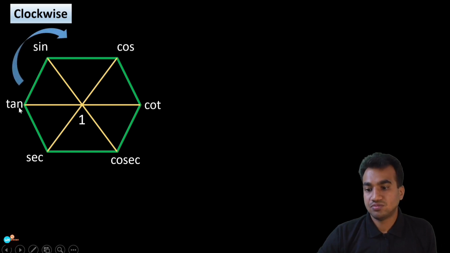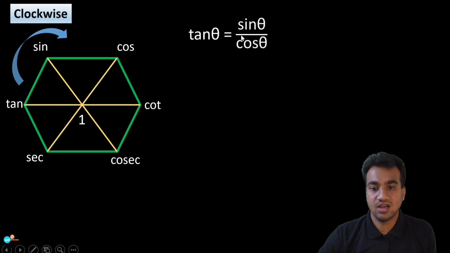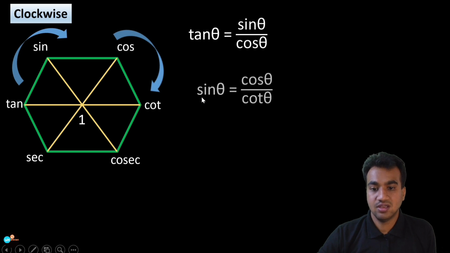So now what is tan theta? So tan theta is equal to sine theta divided by cos theta. Next, one more formula you will get. Sine theta is equal to cos theta divided by cot theta. If you move in clockwise direction, see, sine theta is equal to cos theta divided by cot theta.